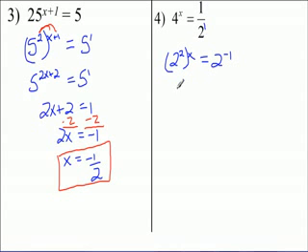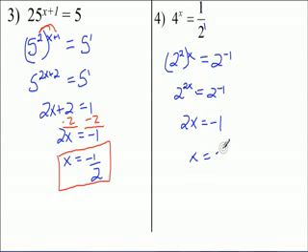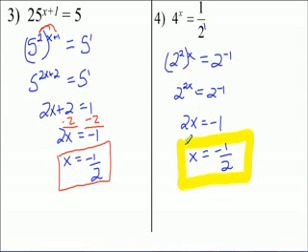Again, power to a power, so it's really 2 to the 2x equals 2 to the negative 1. So 2x equals negative 1. And so I divide by 2, and x equals negative 1 half. Let's put a little box around that. Okay. Hey, look at that. Both of these answers were negative 1 half.